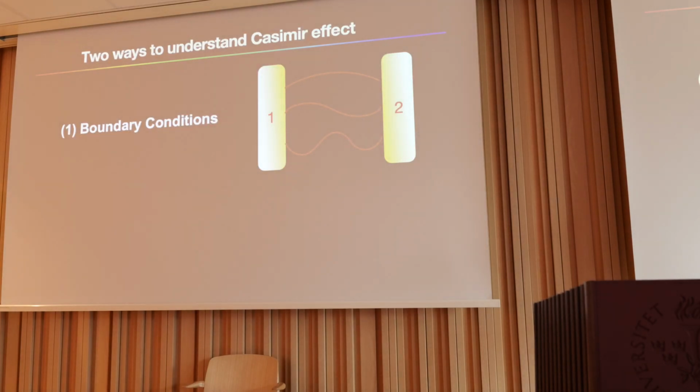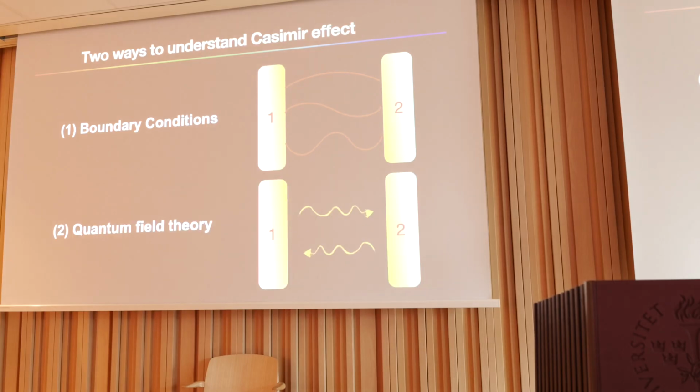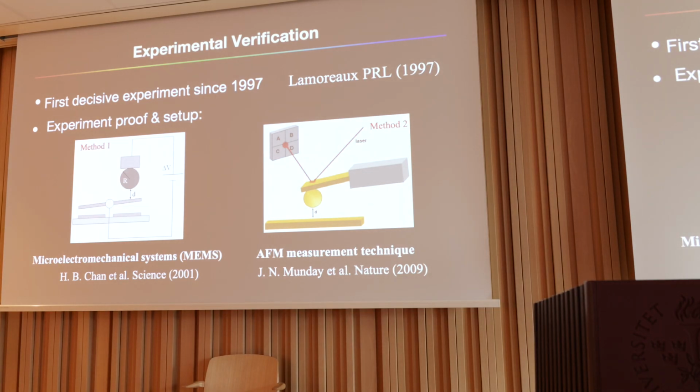There are two ways to understand the Casimir force. One way is from the boundary condition, very classical, just counting modes. The other way is from quantum field theory. Imagine that one plate sends a virtual photon to the second plate, and the second plate sends it back. It's a second-order perturbation of quantum field theory. And this kind of force has already been observed in experiments by different methods.